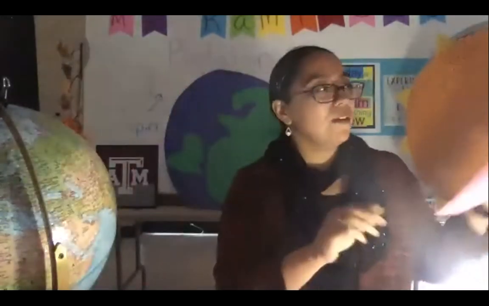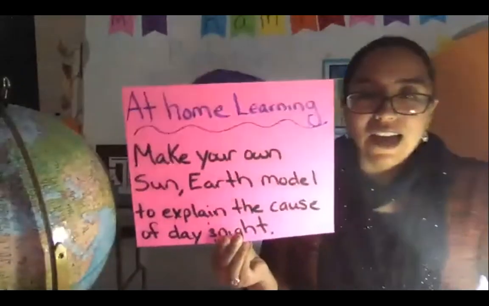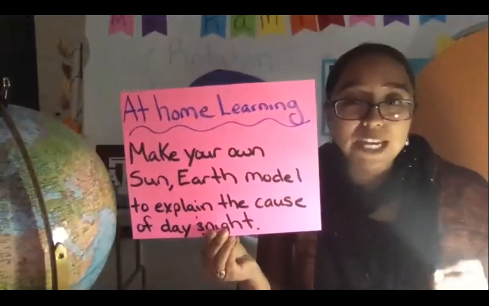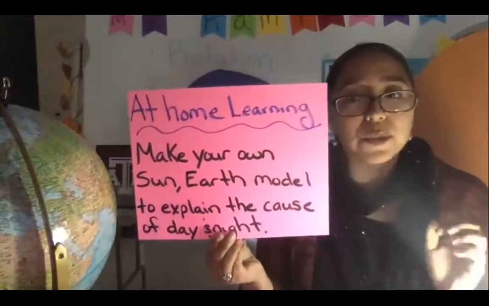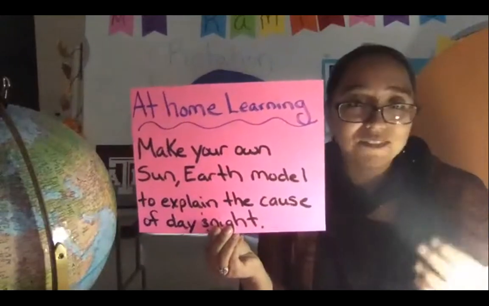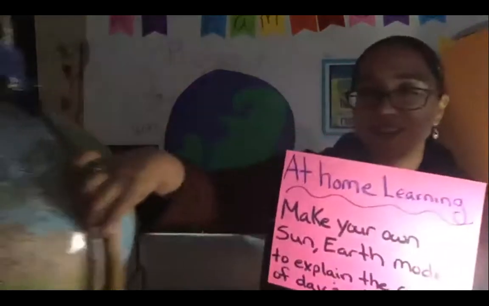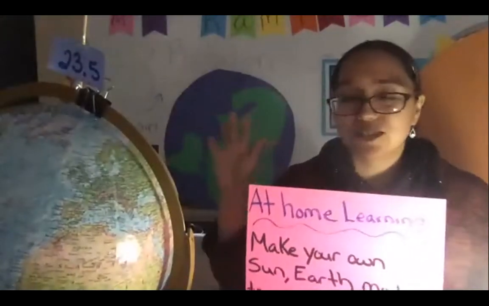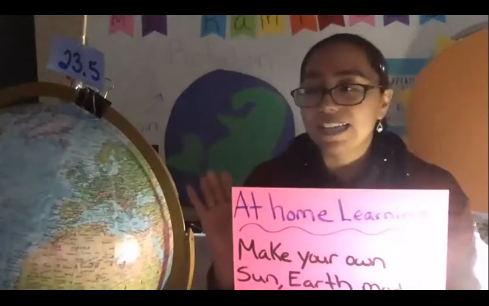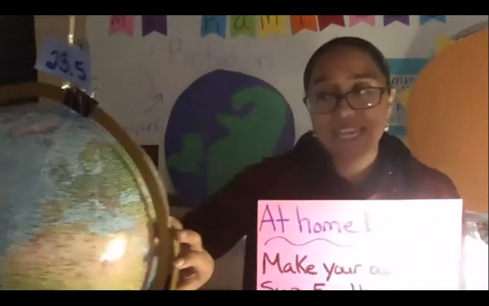And then before we go, I have a quick at-home learning project for you guys. See if you can make your own sun and earth model to explain the cause of day and night. So I know you guys probably don't have a globe at home. I know I don't. So see what you have around your house to help you model the causes of day and night. And I'm going to go ahead and pass it to Dr. Gorman, and he's going to answer any questions.